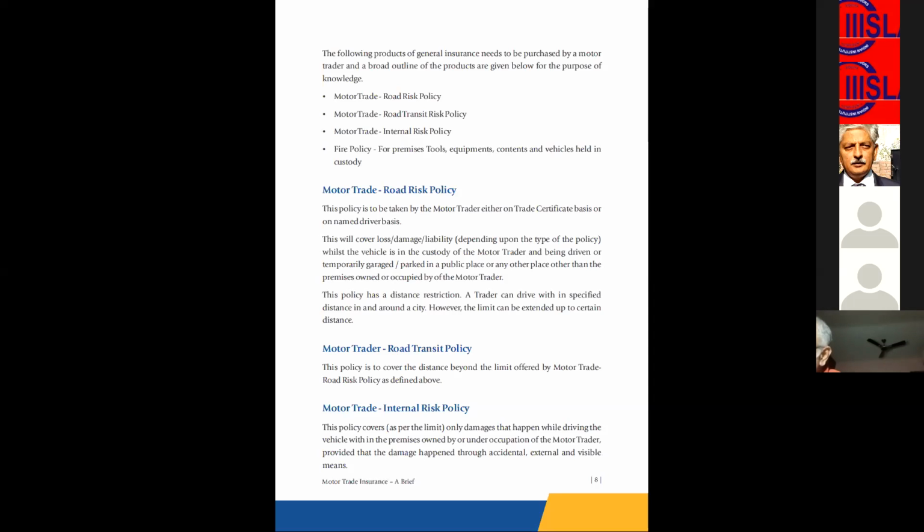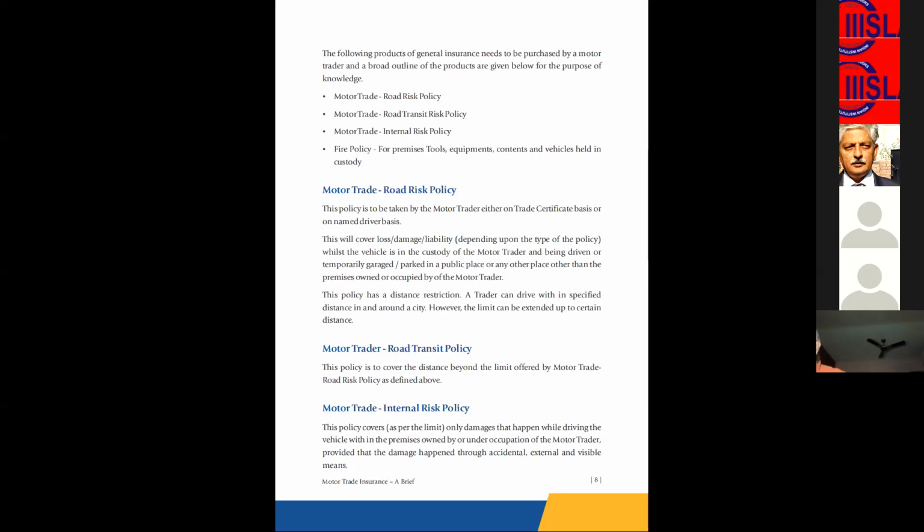For instance, the road risk policy is covered everywhere. Even if the vehicle is parked while going to the RTO office, you are parking in a public place, because normally vehicles are parked elsewhere as the RTO office may not have the space. If something happens there, either accidental damage or the vehicle is stolen, it is payable under the road risk policy.